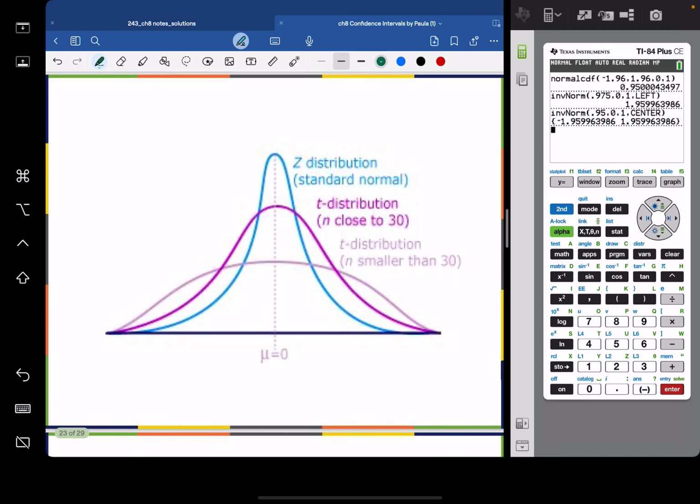Here is a graph of what the standard normal distribution looks like, and then what the t distribution looks like when you have n close to 30, and then as the sample size gets smaller, the t distribution is more spread out, which just would mean to you that there's more possible variation. So the z distribution is the best because it gets us closer to the mean. And the t distribution, we have to use it in certain cases, but it's going to produce a wider confidence interval.